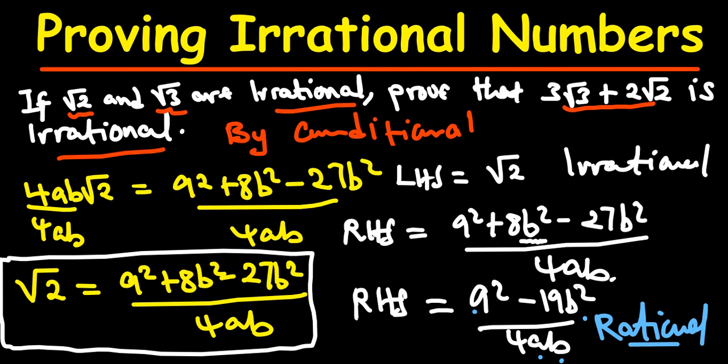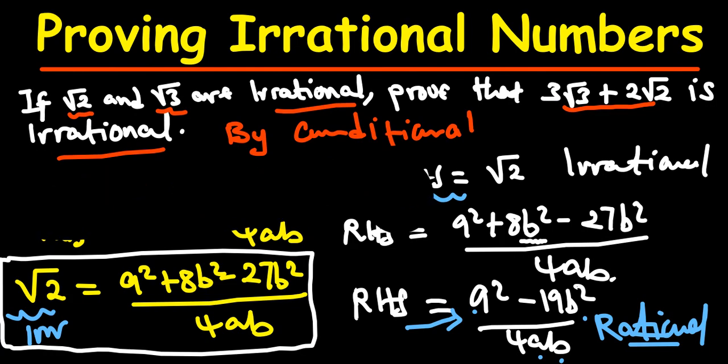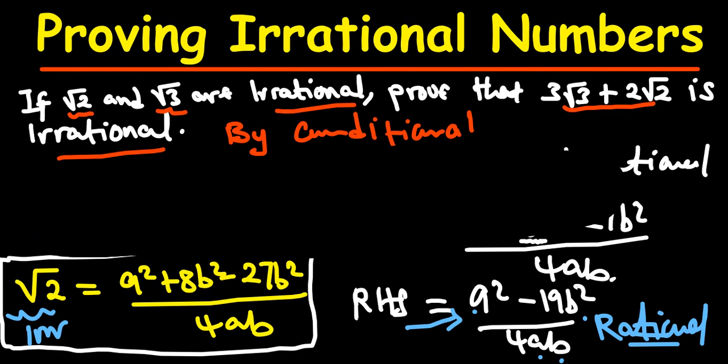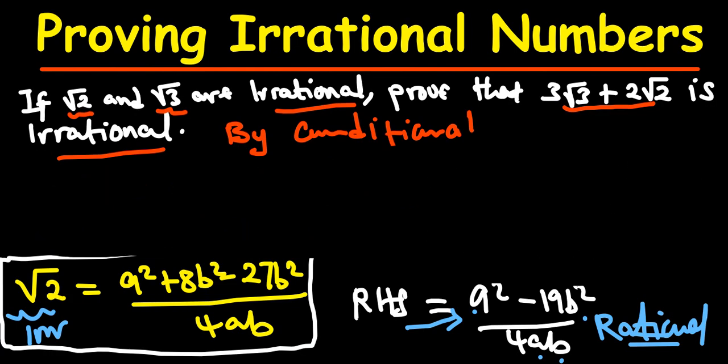So on the left hand side we have root of 2, which is what? Irrational. And on the right hand side we have this expression here, which has simplified to this, which is what? Rational. Okay, so it means our right hand side is not equal to the left hand side.